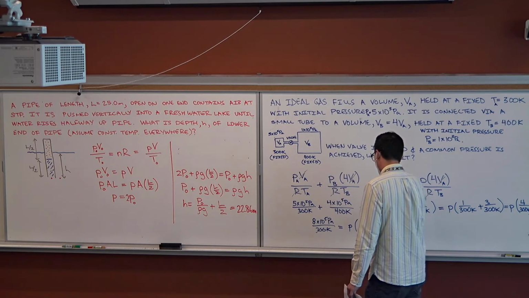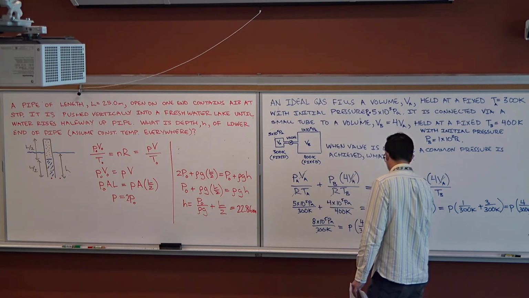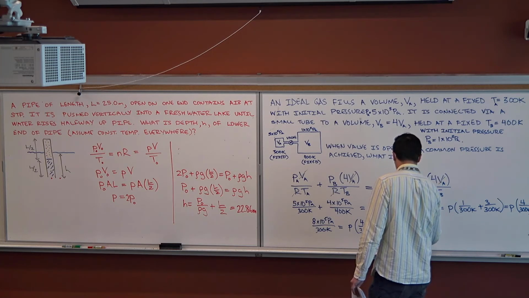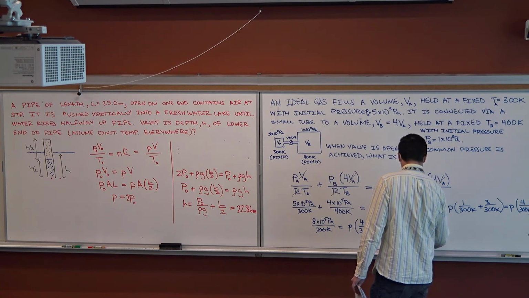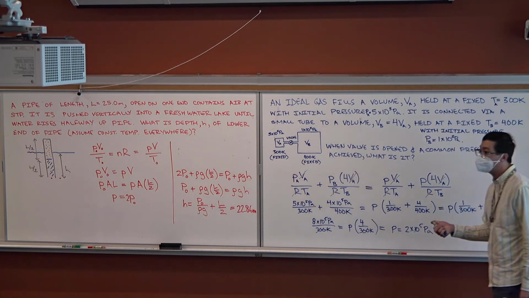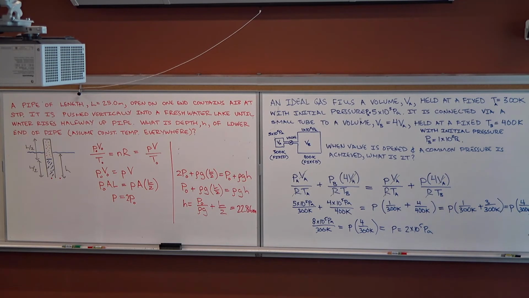Three hundreds go away, 8 over 4 is 2. P equals 2 times 10 to the 5. Yep. Does that make sense? Yeah. Does that make sense to everyone else? Wonderful.